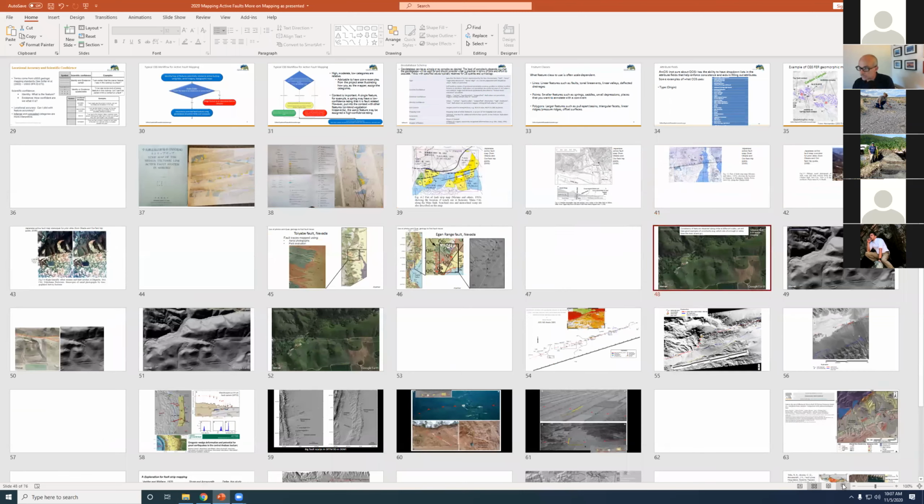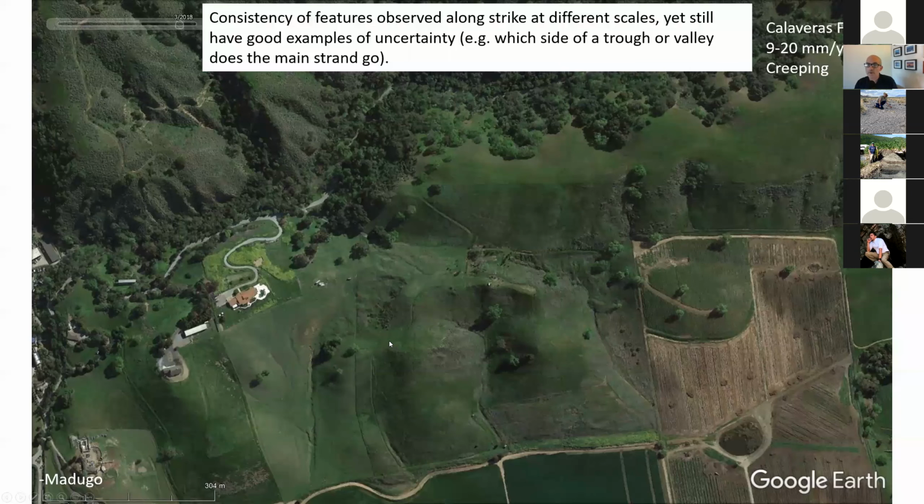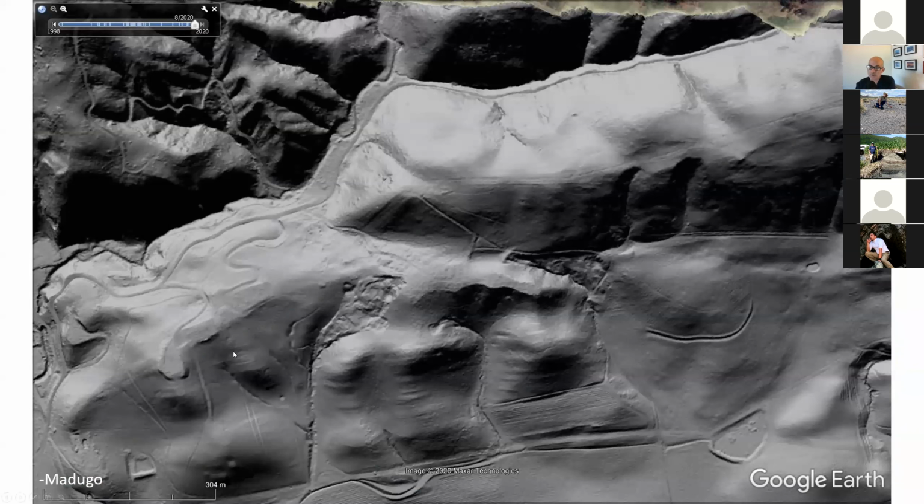So just another example I wanted to show. This came from Chris Madugo. One point he likes to make is the consistency of features observed along the strike at different scales. We want to remember that any one weird channel doesn't really mean anything, but a group of weird channels probably does mean something. So this is imagery with a nice hillshade, looks like a digital terrain model, so the vegetation is removed. You see a really pretty landslide right in there, right here is a nice landslide, another landslide in this little trough. And then I can't somehow advance.